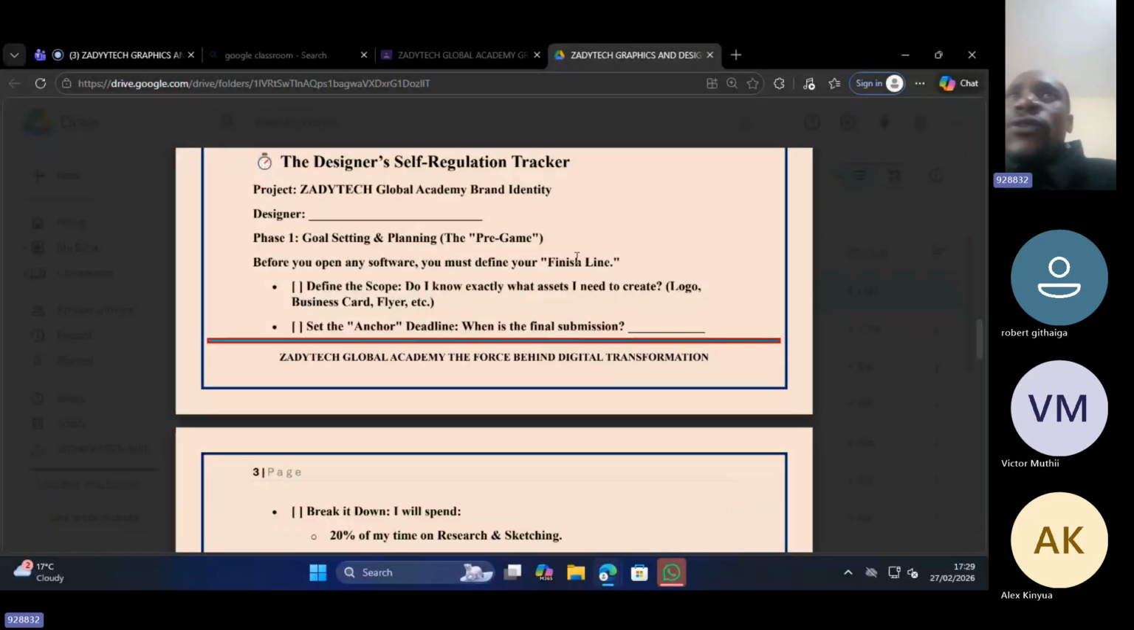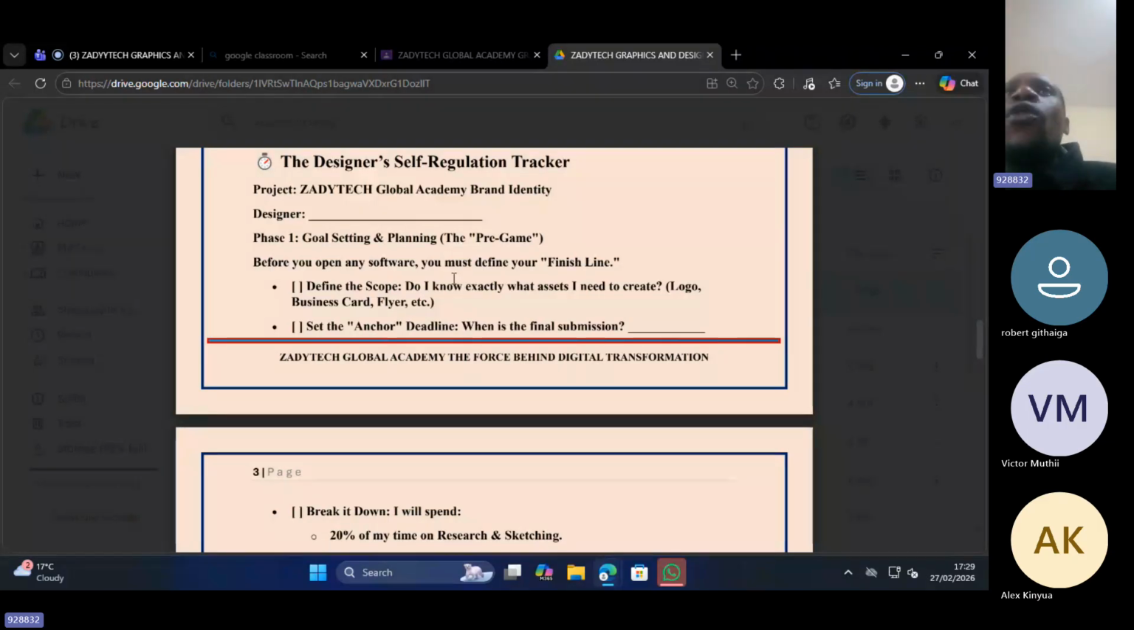Before you open any software, you must define your finish line. Yes, you must come up with a plan. You must come up with a sketch of whatever you want to design or whatever you want to do. Then from that sketch is where you are going to design. You start designing from that frame, from that sketch, and you'll be advancing from that sketch as you navigate towards the finish line and polishing it to be a very, very good design.